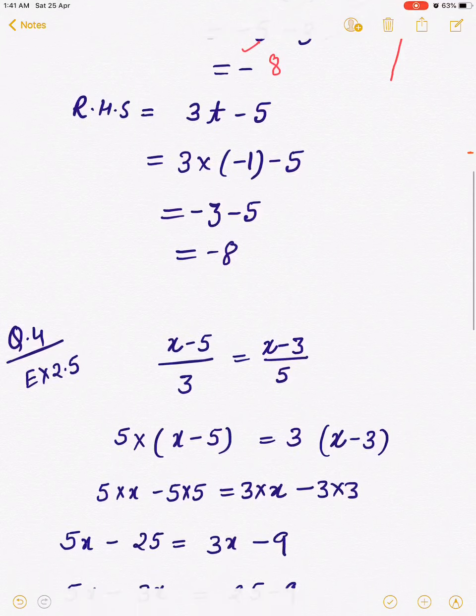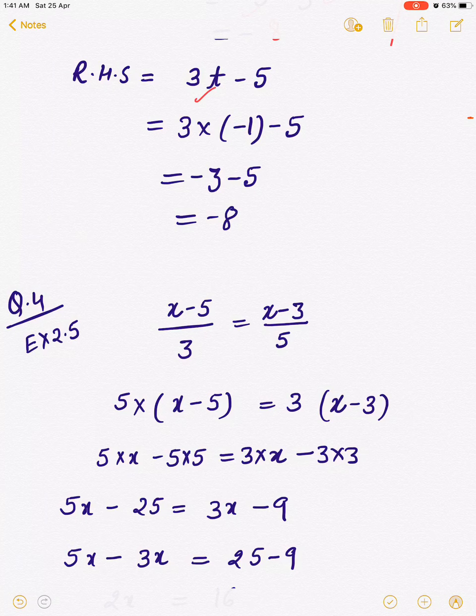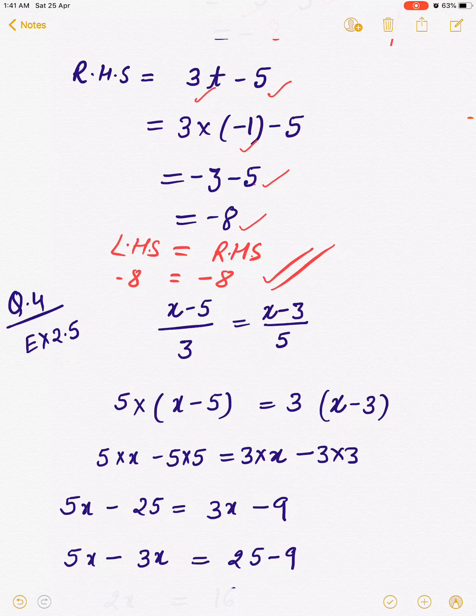Now similarly I am having right side. I took right side and here also I put t value. This is coming this. Now again their symbols are same, so it will add up and minus 8. Now LHS and RHS both are coming equal. So it means our solution is correct. LHS as well as RHS are coming equal. It means our solution is correct.